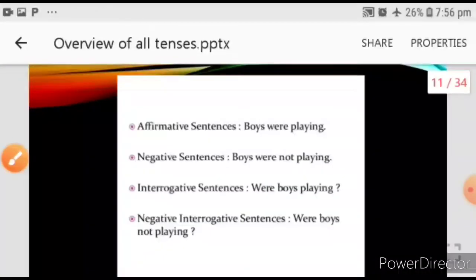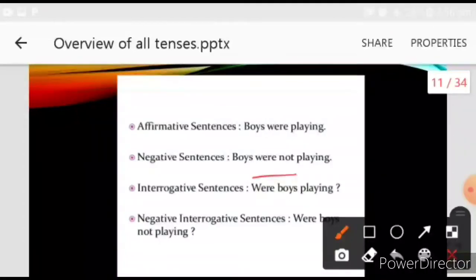For example, boys were playing. Now it is quite simple. This sentence is quite simple. Why? Because you already have a helping verb. When you have a helping verb, then converting it into a negative or interrogative is quite easy, because you are gonna use not with the helping verb, or you're gonna bring out the helping verb in the beginning, and it is gonna become your interrogative sentence. Okay.